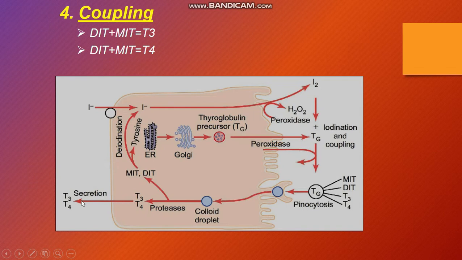Colloid droplets and MIT and DIT, T3 and T4, they are taken by pinocytosis. You're looking here, this is the coupling and manufacturing of the T3 and T4 by these cells which are lining the follicles.